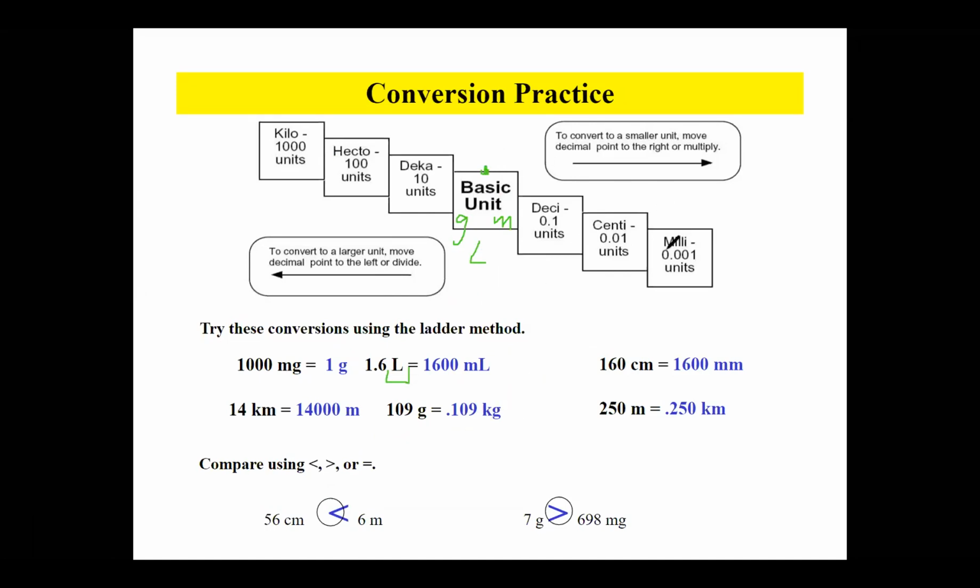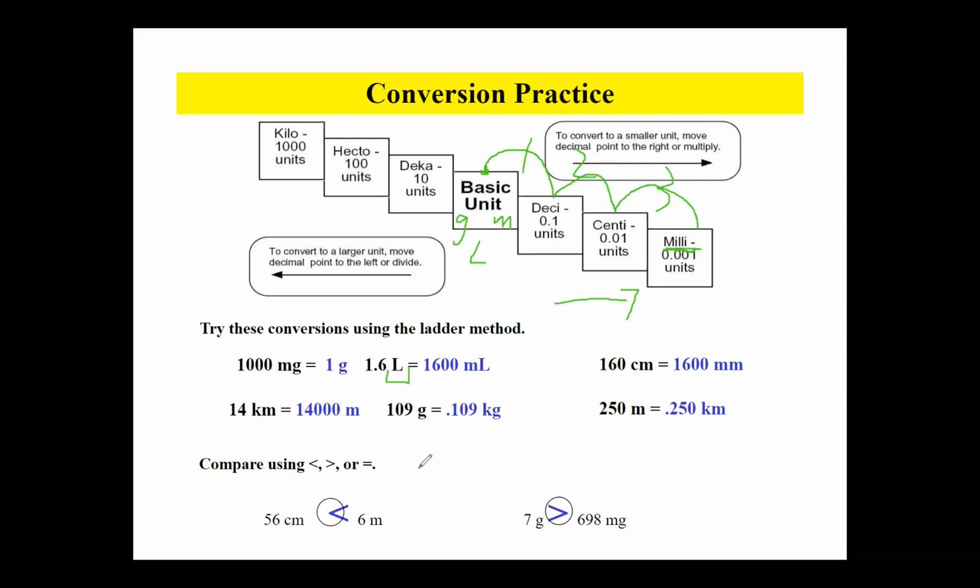And then milliliters. Our milli units are down here. To get from liters to milliliters, we have to go 1, 2, 3 jumps, and we made those 3 jumps to the right. So we're going to do the same thing with the decimal spot in our 1.6 liters.